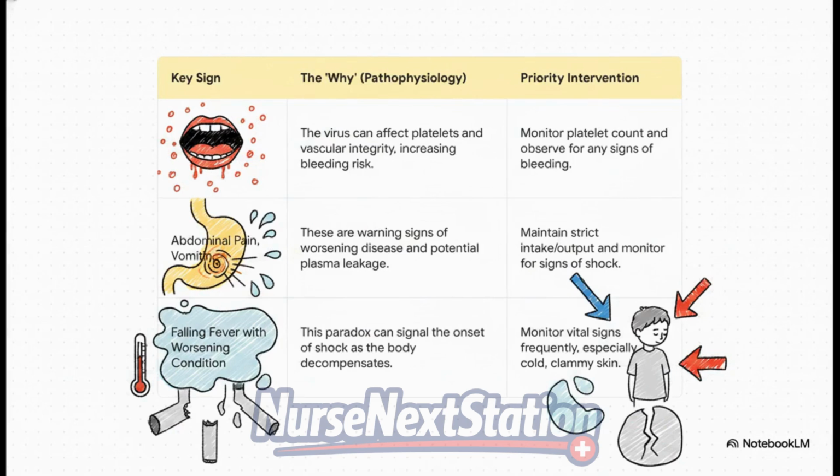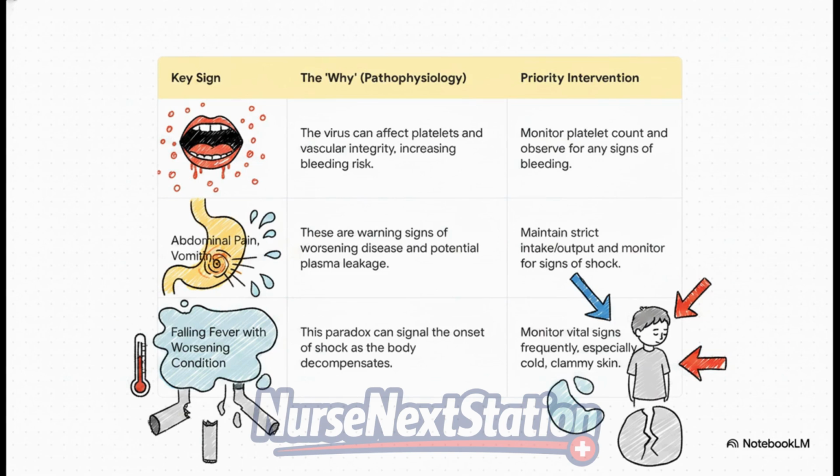With dengue, it's all about watching for a scary progression. So you see petechia, or bleeding gums? That's because the virus is attacking their platelets and making their blood vessels leaky. Your first move is to watch their labs and look for any new bleeding. Then comes abdominal pain and vomiting. Uh-oh. Those are huge warning signs that fluid might be leaking out of their vessels, which is the first step towards shock.